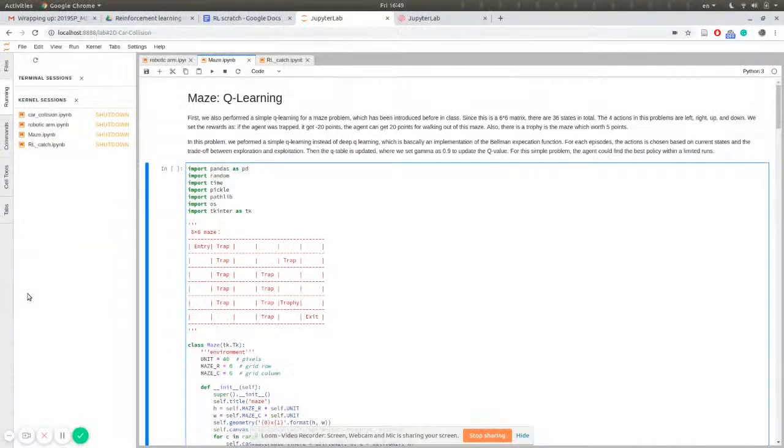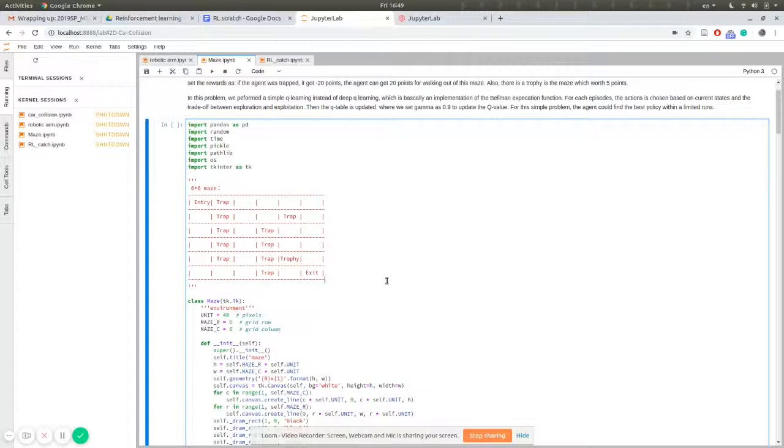This is a demonstration video of our deep reinforcement learning project. First, we perform a simple Q-learning for a maze problem, which has been introduced before in class. Since this is a 6x6 matrix, there are 36 states in total. The 4 actions in this problem are left, right, up and down.